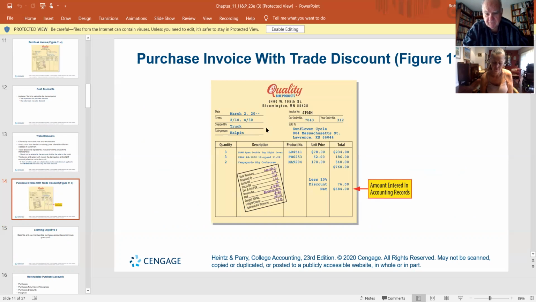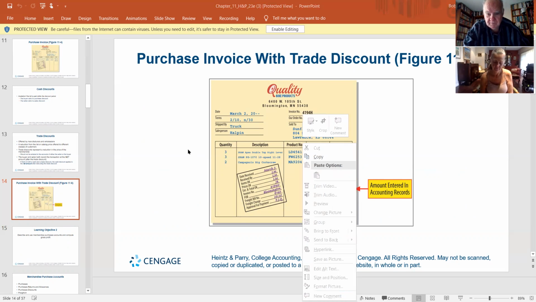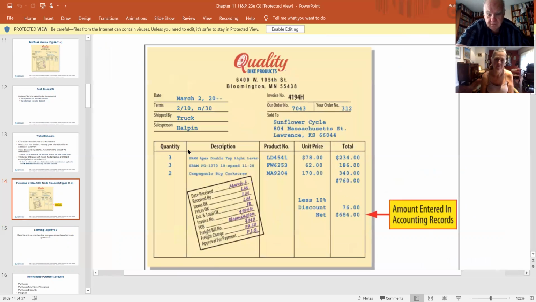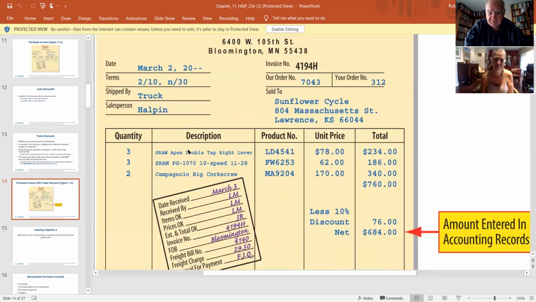And here's an example of it. It won't let me zoom. You see where it says less discount, 10%. That just means when we buy it, we're putting it into our records at 684. We're not going to record it at 760 and recognize some kind of silly discount, okay?